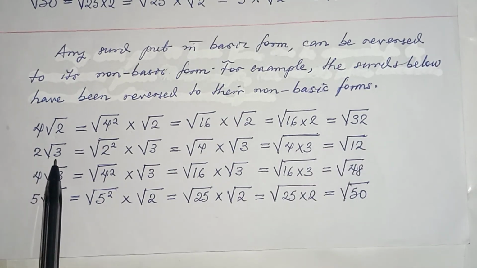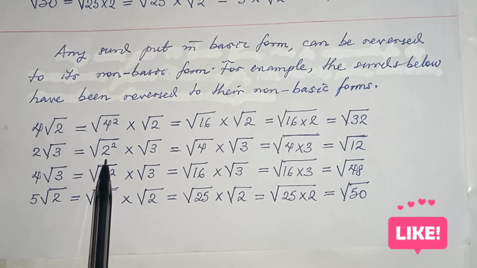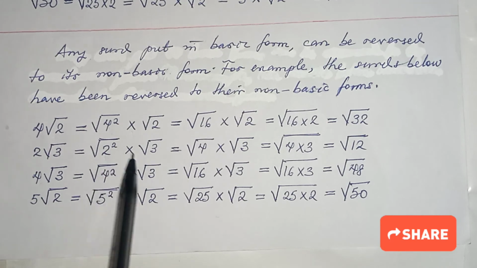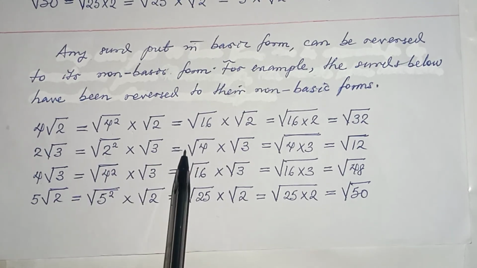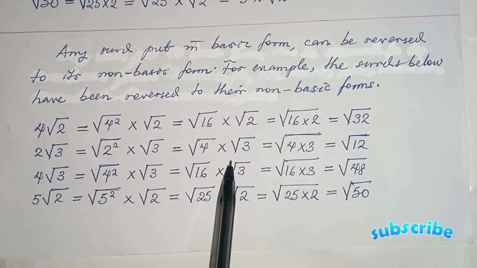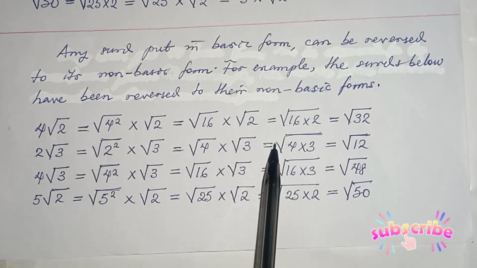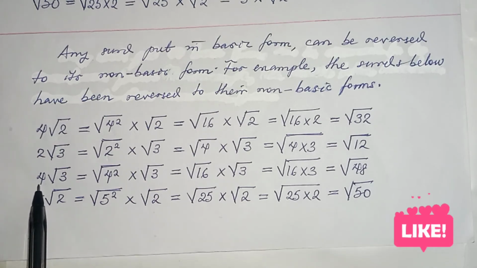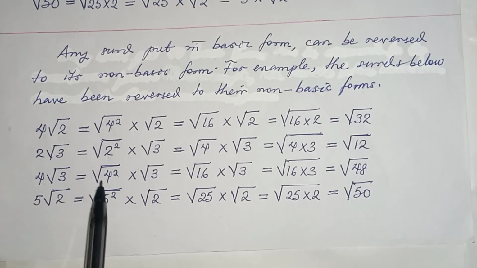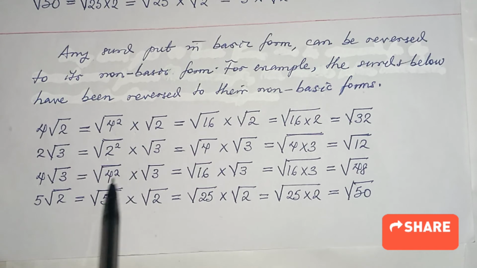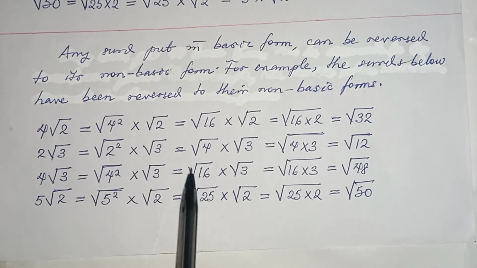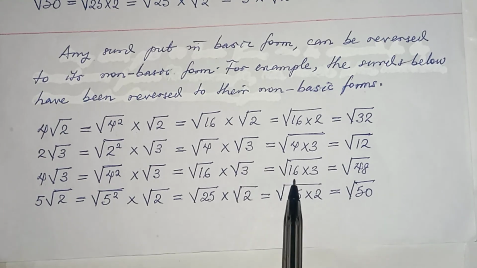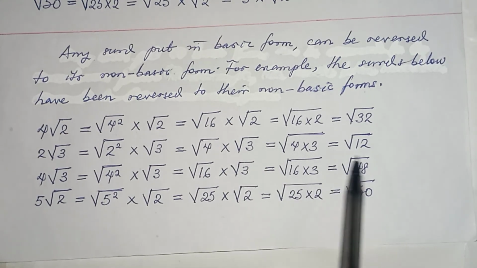Similarly, 2 root 3 could be expressed as the square root of the square of 2 multiplied by the square root of 3, and that gave the square root of 4 multiplied by root 3, and that gives you the square root of 4 times 3, which is the square root of 12. Again, 4 root 3 can be written as the square root of 4 squared times root 3, and that gives you the square root of 16 times the square root of 3, which is the square root of 16 times 3, and that gives you the square root of 48.